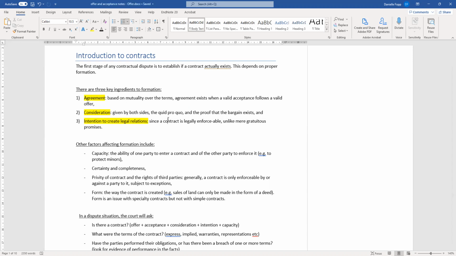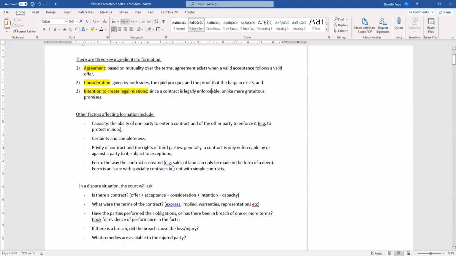So the three key ingredients to formation are agreement. So this is based on mutuality over terms. Agreement exists when a valid acceptance follows a valid offer. And like I said, today's video is just focusing on offer. Consideration needs to be given by both sides and is proof that the bargain exists. And then we have intention to create legal relations. So since a contract is legally enforceable, unlike, for example, a promise or something that you're just throwing out there.